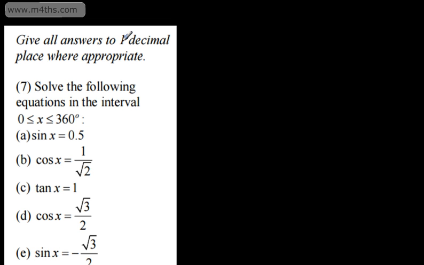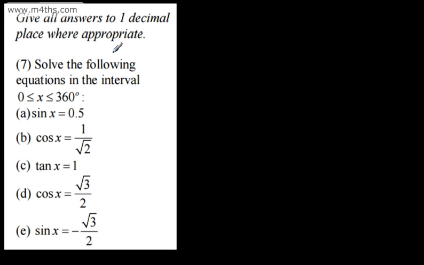So we're asked to give all answers to one decimal place where appropriate. This goes throughout all of the questions that we're going to do. Now these are single angles. In later videos we'll look at compound angles, multiple angles, and all manner of different things. But let's go for this one. So sine x is equal to 0.5, which we've just looked at, and we've got a nice straightforward interval in degrees. So what we've got then is x is equal to the inverse sine of 0.5.